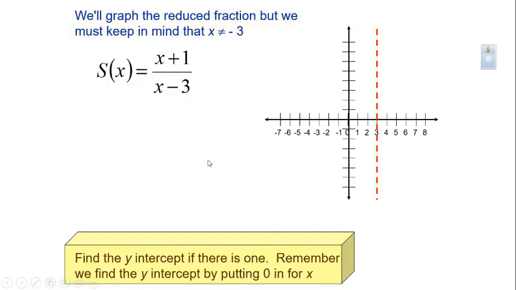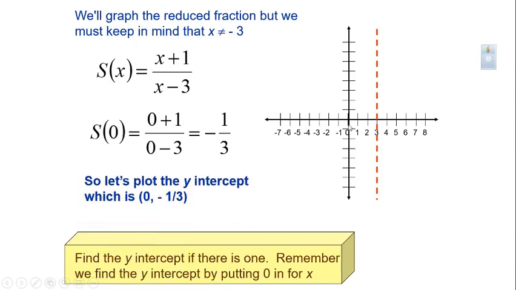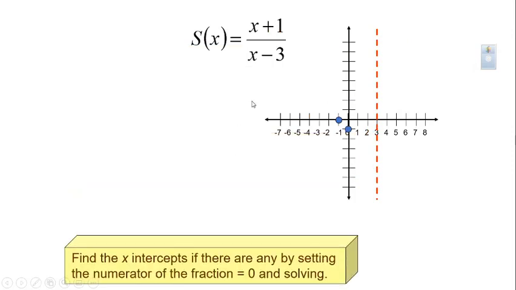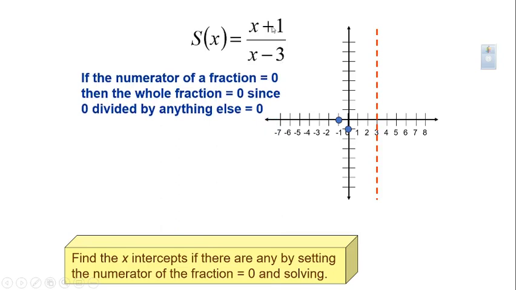Now let's see if we have a y-intercept. I plug in 0 for x, I get -1/3. So the graph crosses the y-axis at -1/3. Then we're looking for x-intercepts. I set the expression equal to 0. So for x, I see that x equals -1 is an x-intercept.